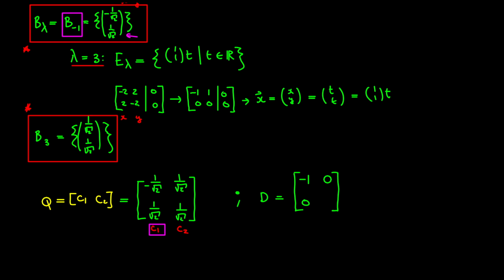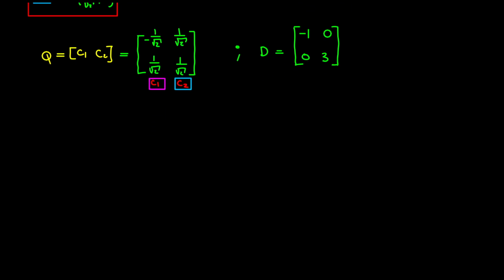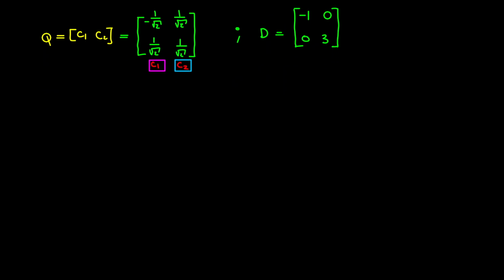Great. Now what about C2? Well, similarly, C2 is not here, but it is here. So it is in B3. And for that reason, we put 3 here, the eigenvalue corresponding to this eigenvector. And then you can check. With this particular Q and D, we have a property, and that is that our original matrix A, which, if you remember, was just equal to [1, 2; 2, 1], will be equal to the matrix Q times D times Q transpose. And I leave it to you to check that.